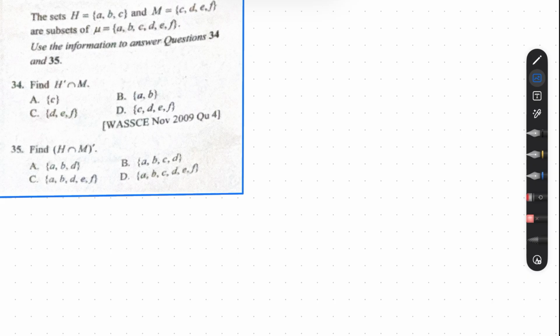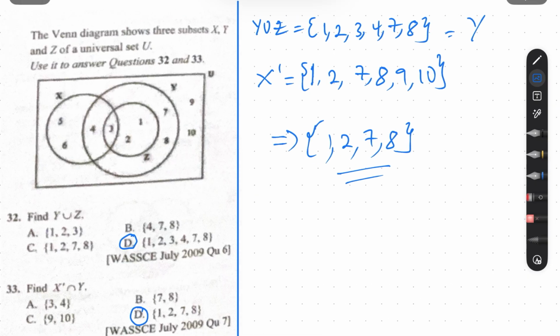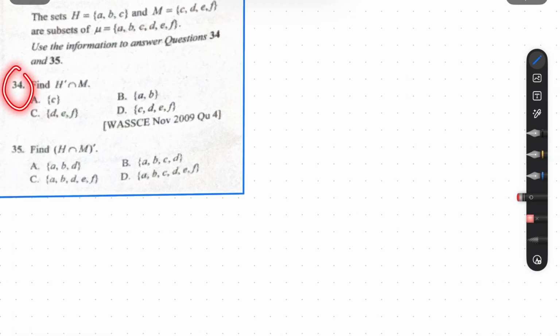In the previous session, we ended on question number 33. In this session, we'll start with question number 34. The question says the set H equals the set A, B, C, and M is C, D, E, F, a subset of the universal set A, B, C, D, E, F. We need to use this information to answer questions 34 and 35.